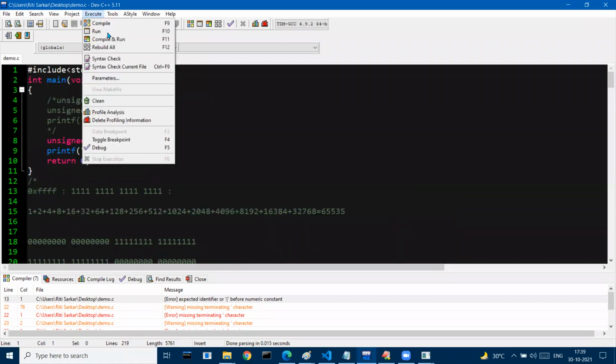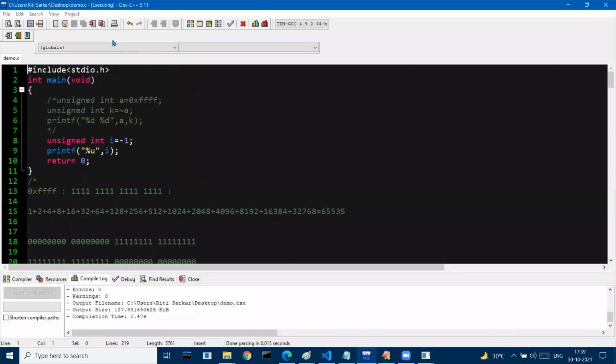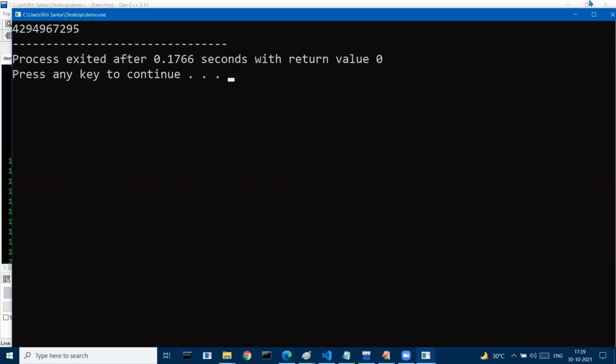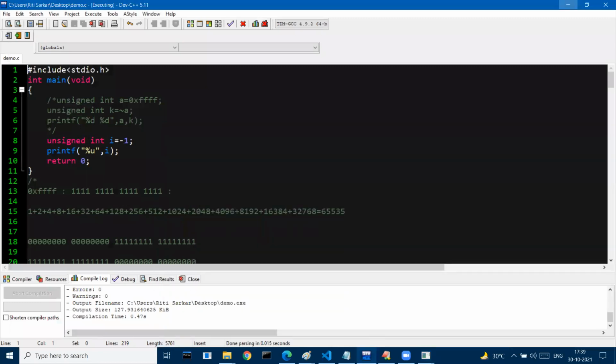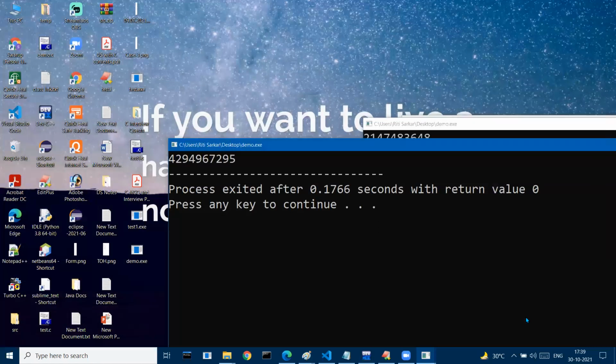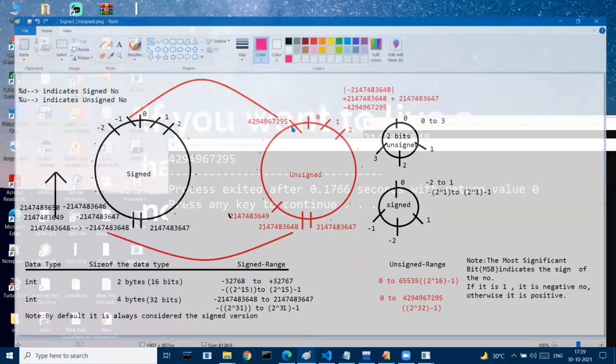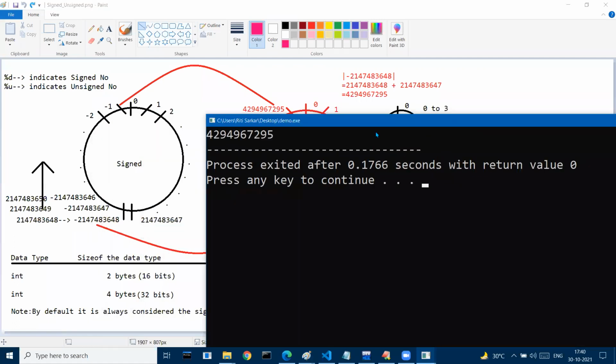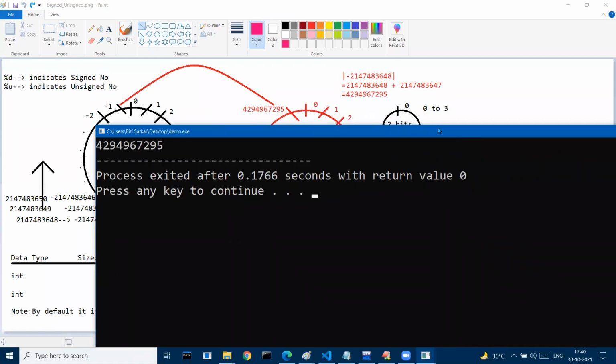Compile and run. See this, guys. You given minus 1, but internally it is considering what? Understanding, guys? This is minus 1. This is what it is considering, sir.